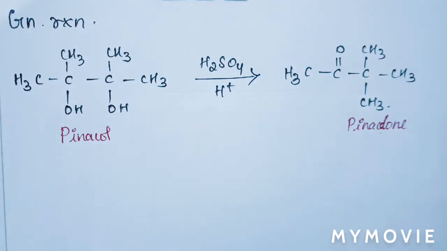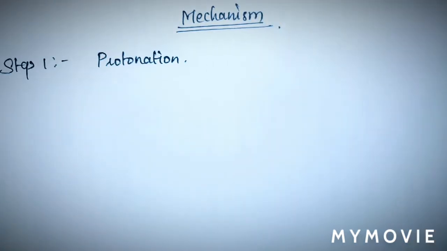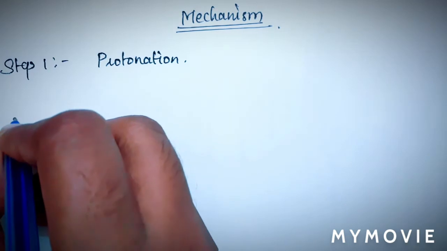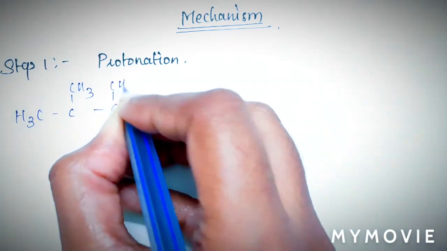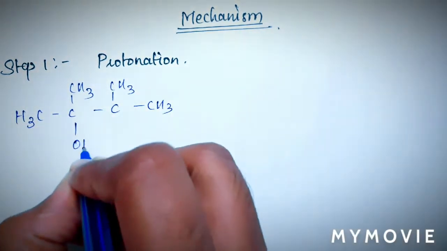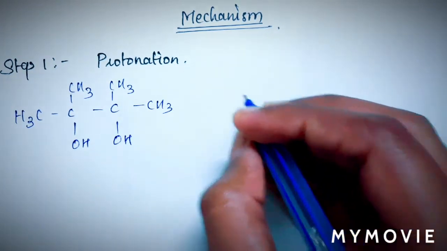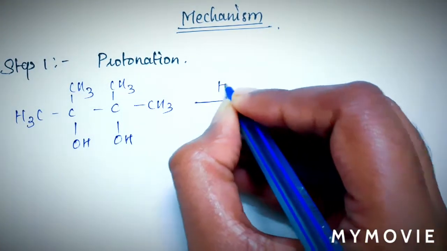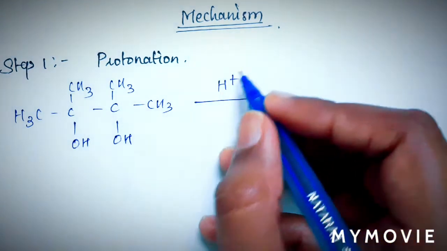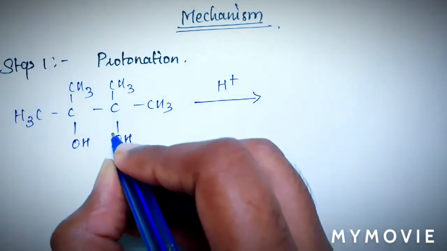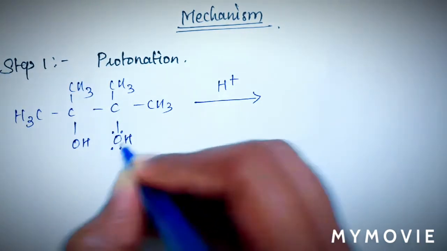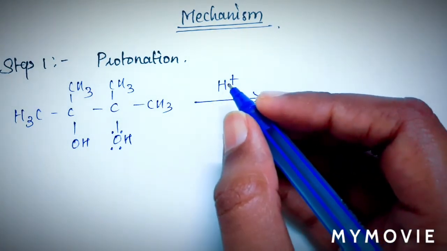Let's look at the mechanism for this reaction. In the mechanism, the first step is protonation. Protonation is nothing but the addition of a proton. Now I am writing the Pinacol, or the reactant, which has the 2 hydroxy groups attached to it. This is the molecule of Pinacol. Since I told you that there is a free proton present in an acidic medium, it will try to combine with the highly electronegative atom oxygen. Oxygen has two lone pairs of electrons and the proton doesn't have any electron. It is deficient of electrons.